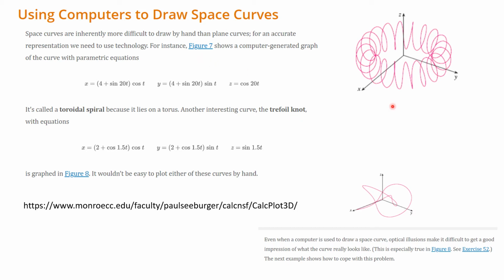And so, for example, this figure over here shows a computer-generated graph of one that has pretty complicated parametric equations. And this is called a toroidal spiral because it lies on a torus. A torus is like a donut. Another interesting curve is called the trefoil knot. Here are the equations of that, and that's what the picture looks like. Now, it's difficult to tell what's really going on in this three-dimensional plot, and so there are different views that you can get with many programs.